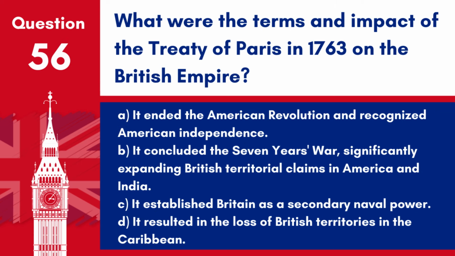Question 56. What were the terms and impact of the Treaty of Paris in 1763 on the British Empire? A. It ended the American Revolution and recognized American independence. B. It concluded the 7 Years' War, significantly expanding British territorial claims in America and India. C. It established Britain as a secondary naval power. D. It resulted in the loss of British territories in the Caribbean.